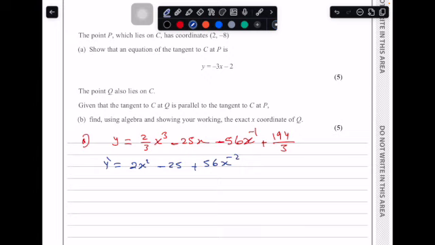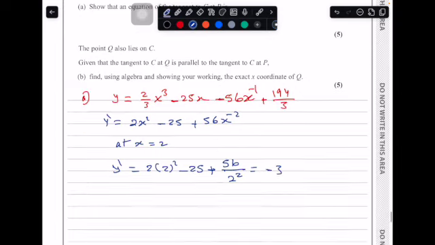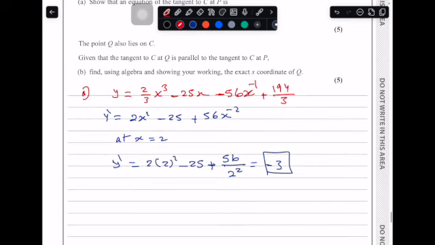All right. Then at the point P, we're going to use x equals 2. So y dash will be 2 times 2 squared minus 25 plus 56 divided by 2 squared. This will give us a gradient of negative 3 after calculations, and this is called the gradient of the tangent to the curve. Perfect. And use the point P again, 2 and negative 8.